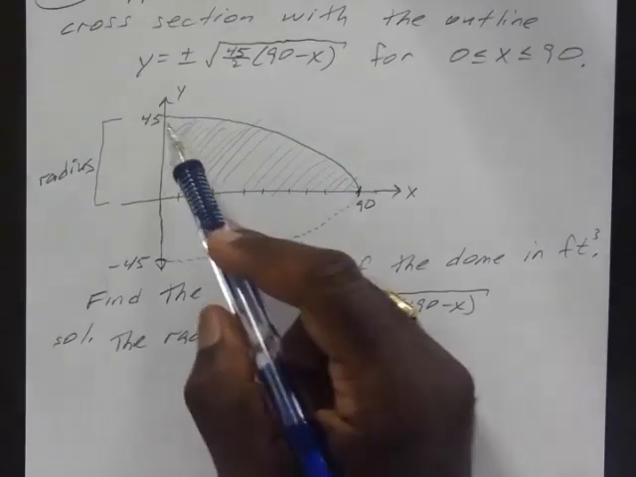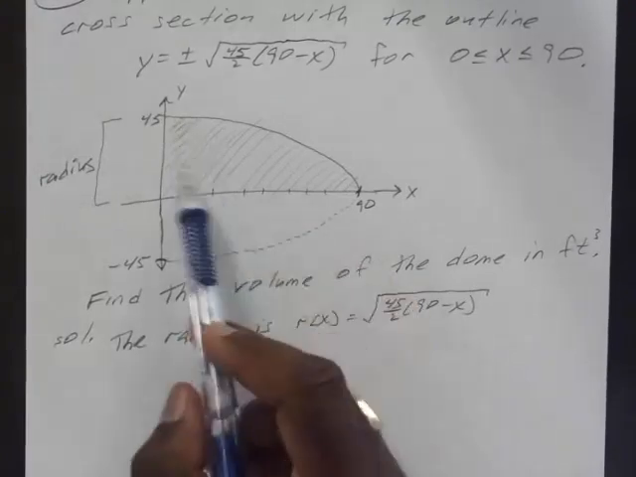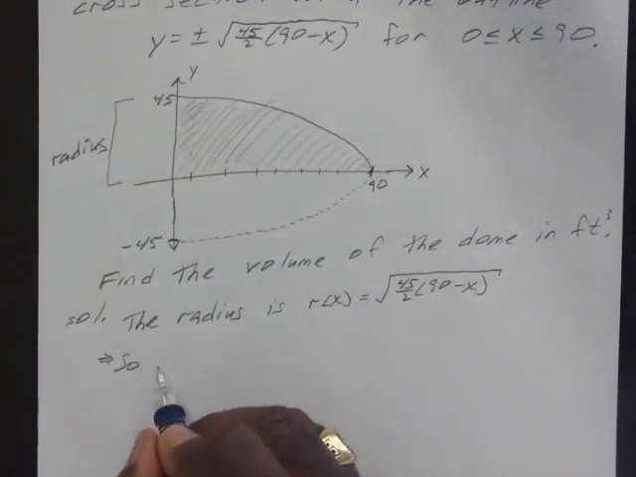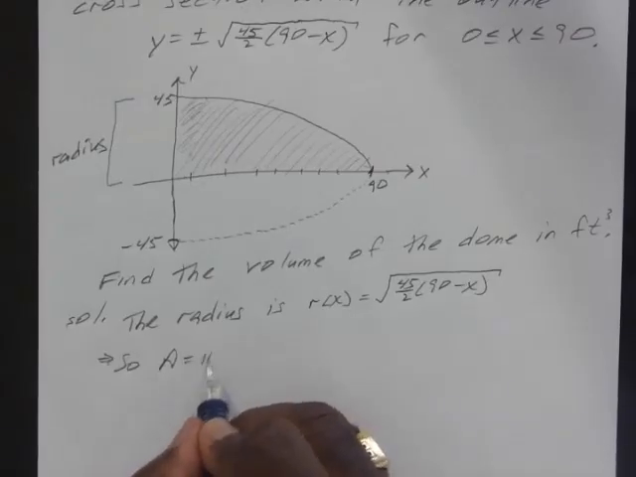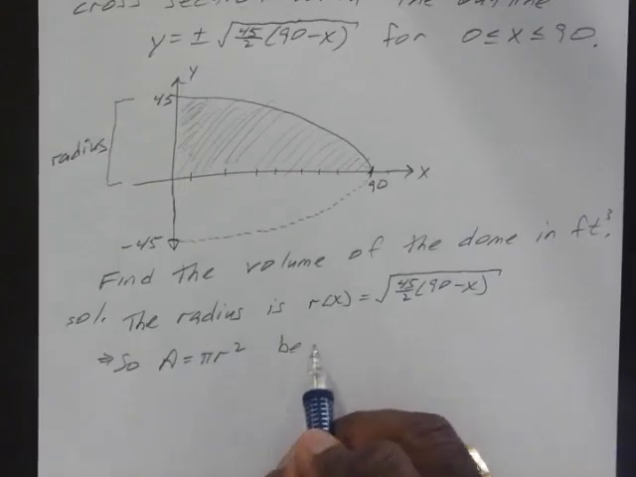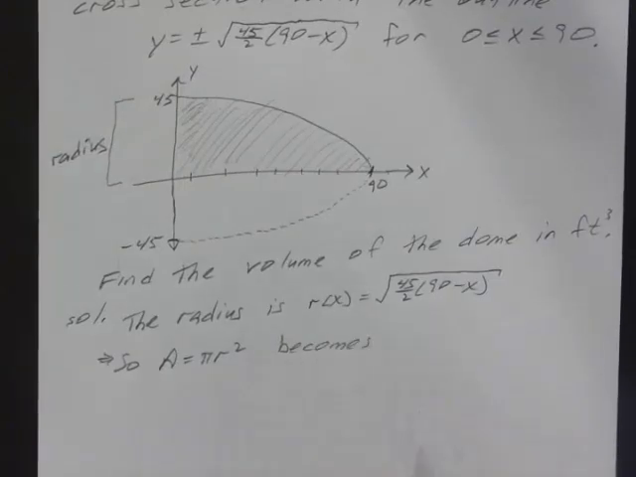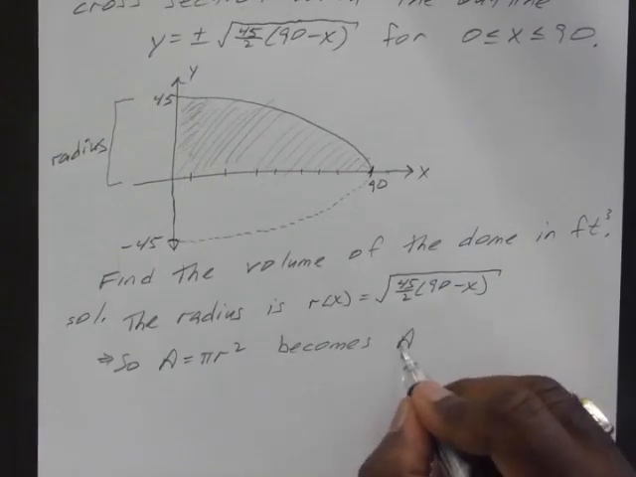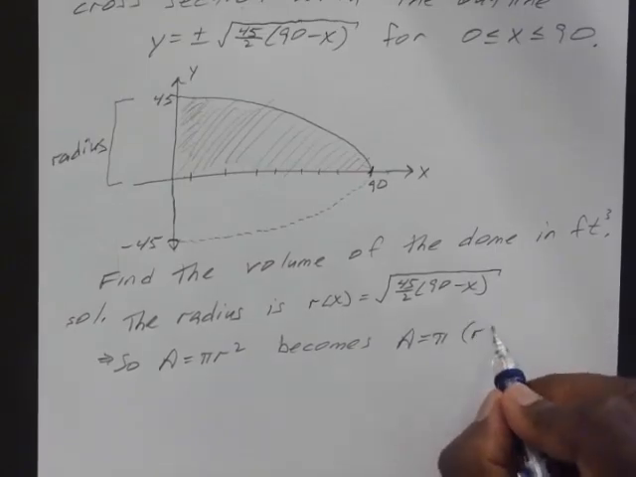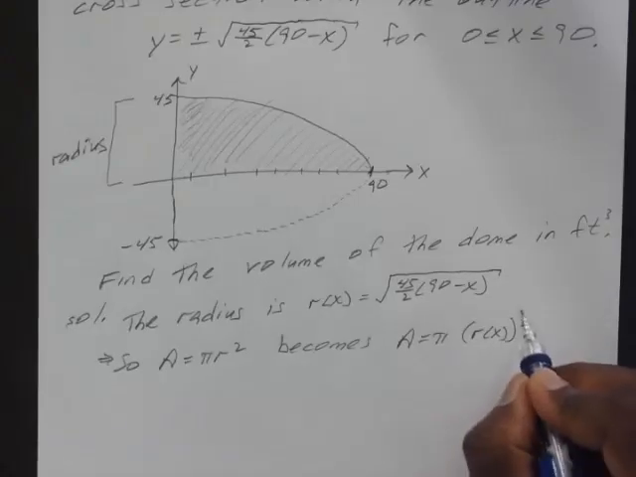So that means the cross-sectional area would change depending on how far in we go. So area equals pi times the radius squared, which now becomes, the area is equal to pi times the function of your radius squared.